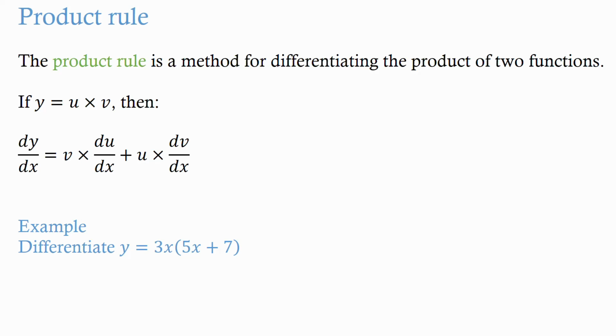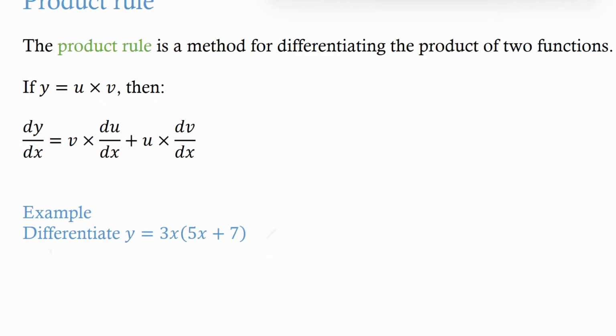In this video we're covering the product rule. The product rule is a method for differentiating the product of two functions. So we have two functions and they're being multiplied together, and we use the product rule. Its formula is dy over dx equals the function v times du over dx plus the function u times dv over dx.